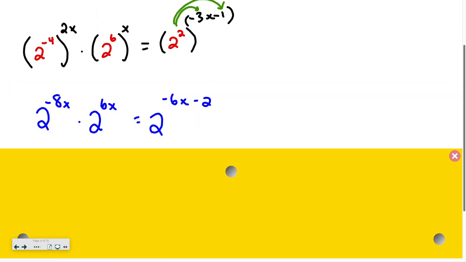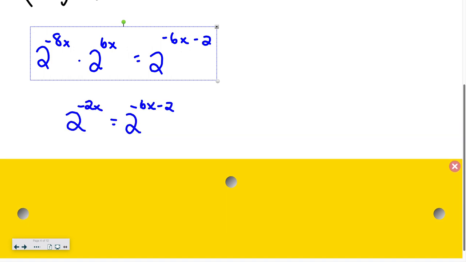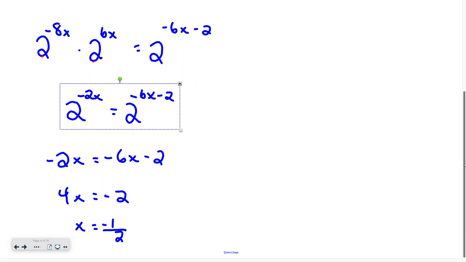Okay, this step, just be careful. This is 2 to the negative 8x times 2 to the 6x. Bases are the same. We're going to add those exponents. But when you do this, just make sure, because I've seen a few students here, when they do this multiplication with the 2s, they're calling it 4 to the negative 2x. They're actually multiplying this 2 here to this 2 here. Don't multiply the 2s, just add the exponents. That's the property. Keep the base the same. And then now we set our exponents equal to each other and solve, and here we end up with negative 1/2.